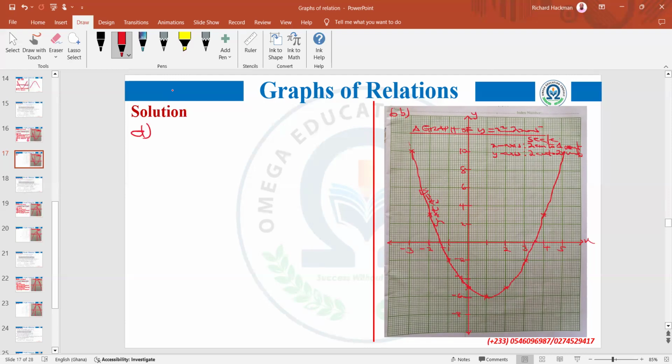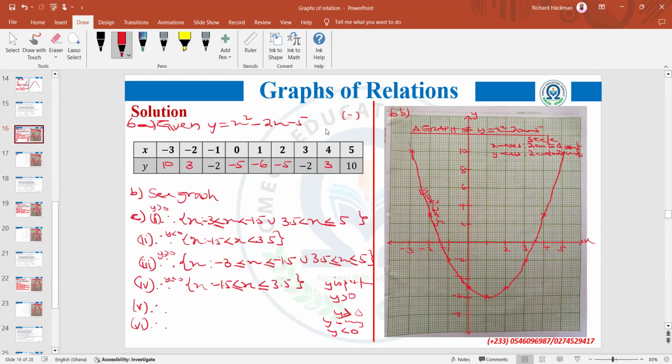Please take note. Anytime you are asked to solve an equation using your graph, the first thing you need to do is label your original curve, the relation that you had its graph drawn, as equation 1. Meaning you go back and label it as equation 1. But I am not going to, because I don't want us to move to and fro.